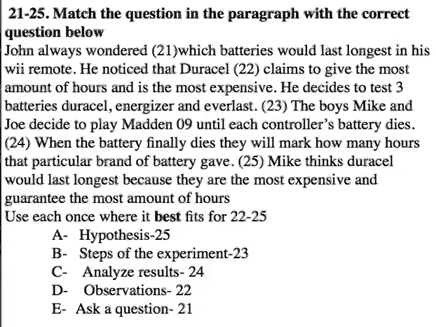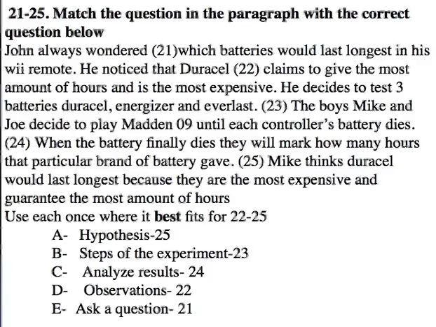Secondly, he noticed that Duracell claims to give him the most amount of hours and is the most expensive. You can kind of say here that maybe his mom bought him Duracell, sometimes Energizer other times, and it just seemed to him that Duracell lasted the longest. That's an observation. When you're observing something, observing that, hey, Duracell lasts longer, that would be an observation. So that should be D for 22.